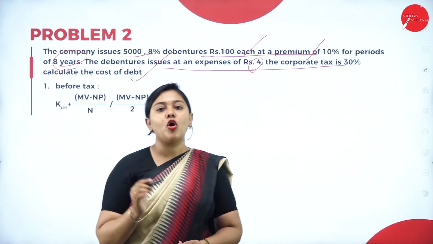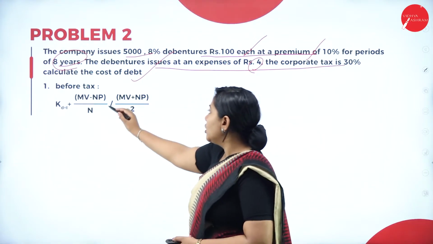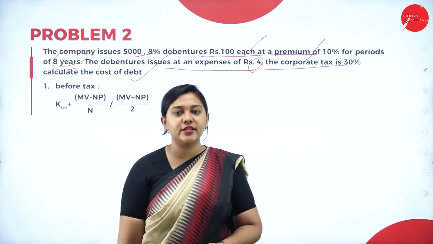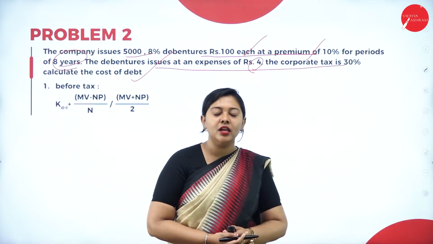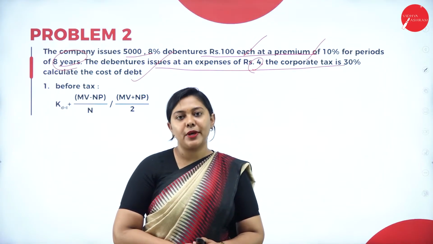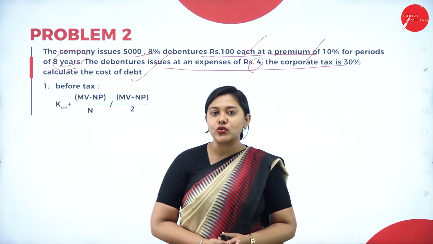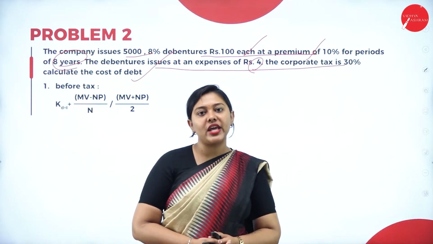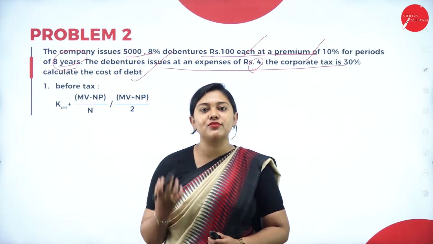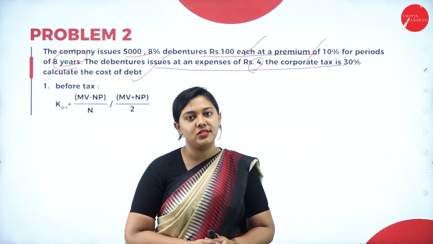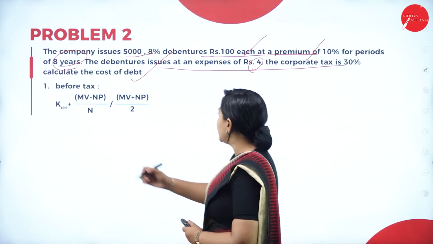So what is the formula? Cost of debt is equal to, this is the before tax formula, interest plus maturity value minus net proceeds divided by n, whole divided by maturity value plus net proceeds divided by 2. So this is the formula for cost of debt. That is the redeemable debenture before tax formula. When it comes to the after tax formula, we are just adding 1 minus tax rate, that is 1 minus t. That's it. So what is given in the question?